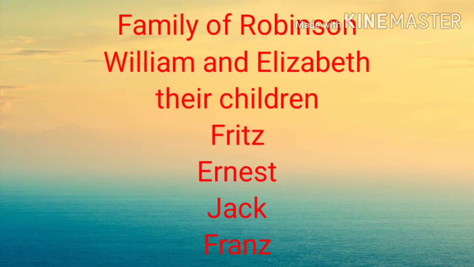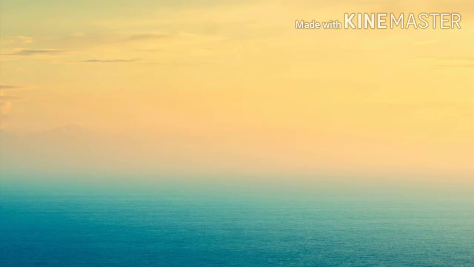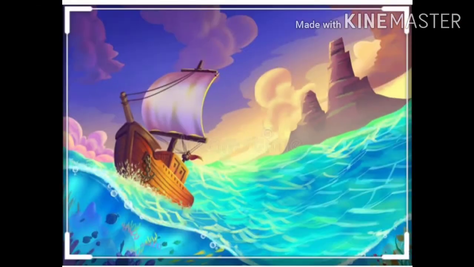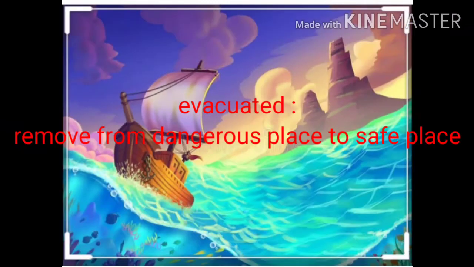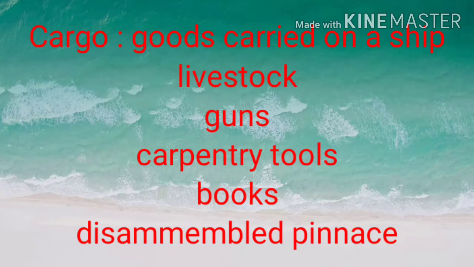But suddenly, a storm arose, and the ship was tossed by the storm. The other passengers on the ship evacuated, means they ran away and went to some safer place. So there was only Robinson's family on the ship and the cargo, means goods carried on a ship. It included livestock, guns, carpentry tools, books, and assembled pinnace. Pinnace means small boat or parts of a boat.